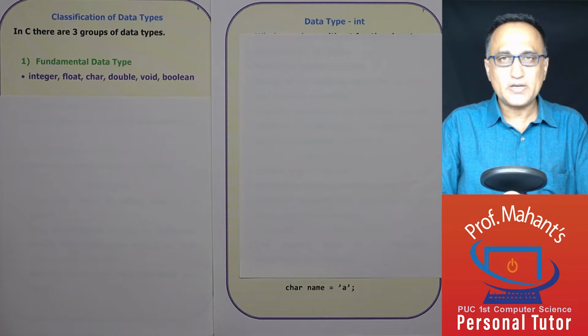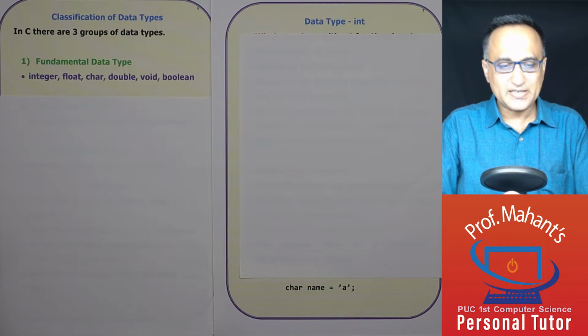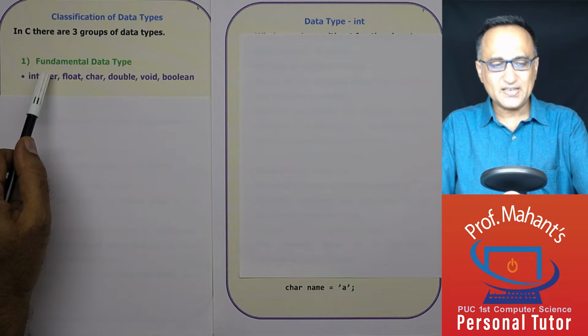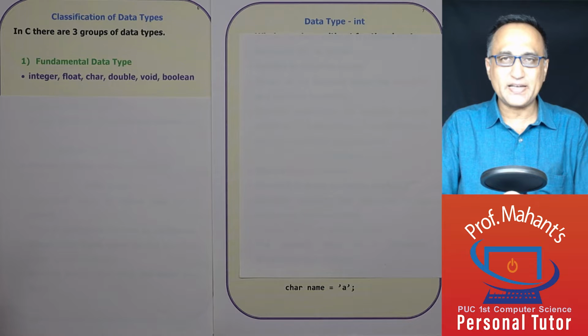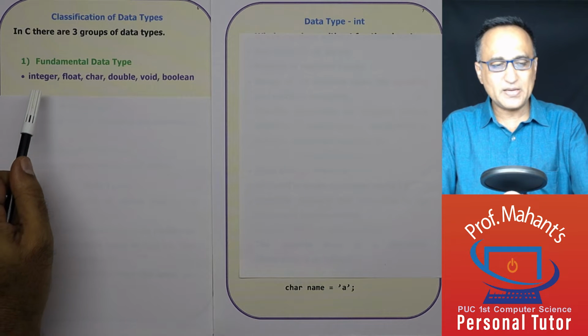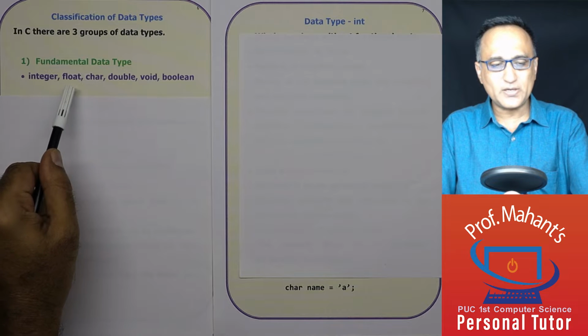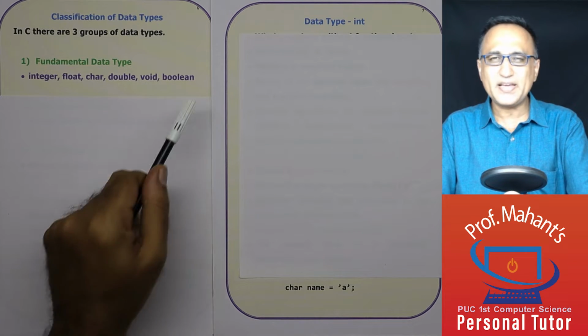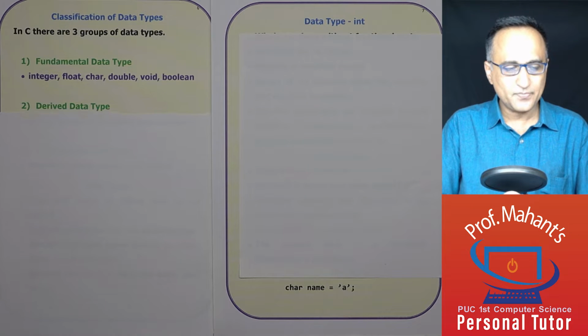Let us talk about the different data types which are provided in C++. There are actually three classes or three groups of data types provided. The first is the fundamental or basic type which comes along with the C++ language. They can be of the type int, float, char, double, void and boolean. We'll take a look at all of these in a while.